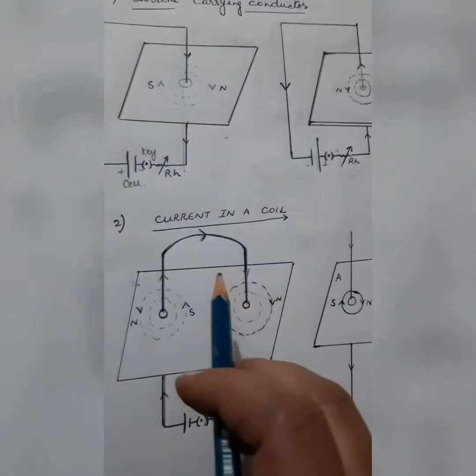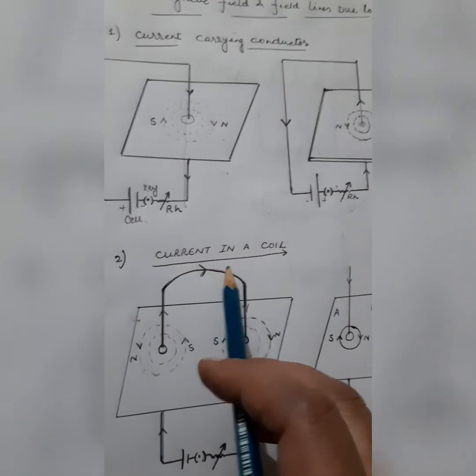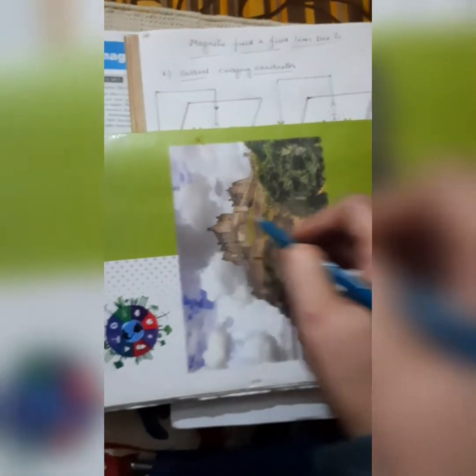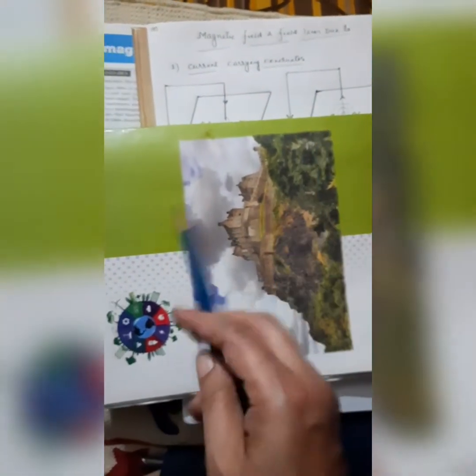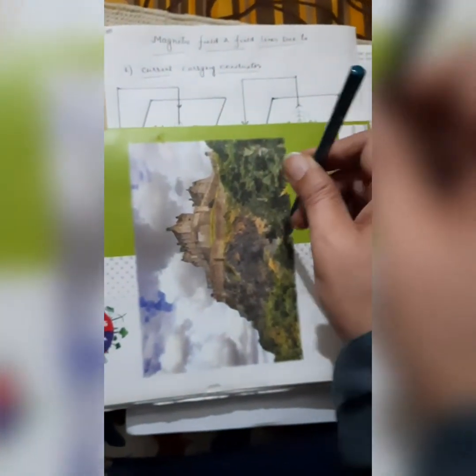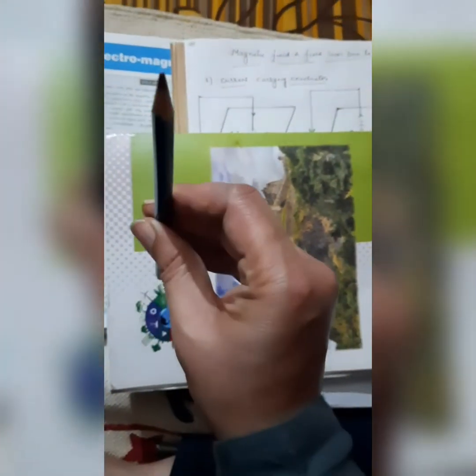Next, how will I change this current carrying conductor into a coil? Again, I will use the same cardboard. In that cardboard, I will make two holes. Now I will pass one wire through this hole and the same wire will pass through the second hole. So the same straight conductor will work as a loop.